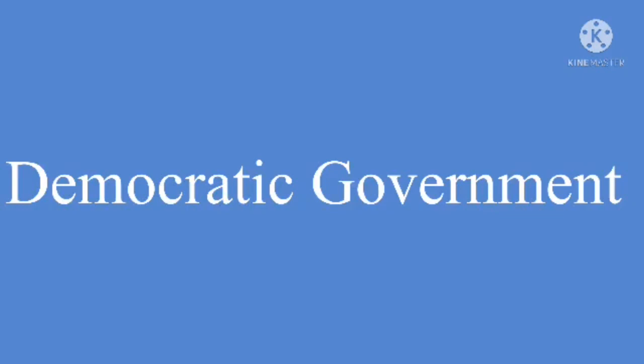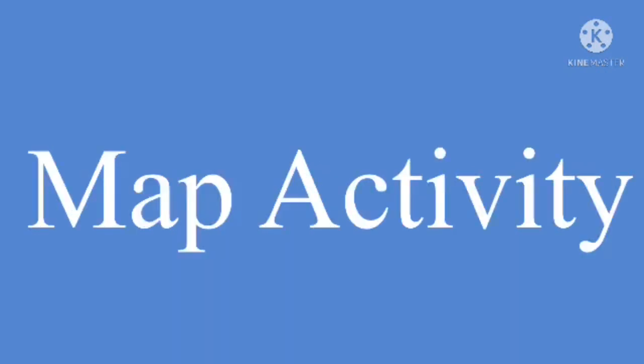Students, have you all understood chapter 3? What is government? Have you all understood? Okay. Next we will revise the map activity. Students, in your atlas book, you have to take page number 5. First we'll discuss the solar system map. Okay. Page number 5.